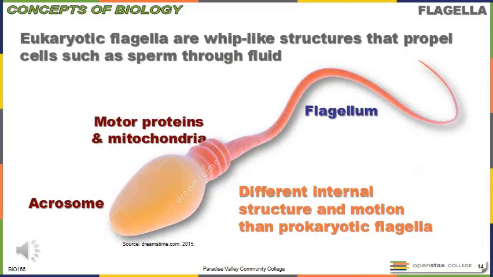This is showing you what the flagella on a eukaryotic cell would look like. This one happens to be on a sperm. It propels it through fluid. It does that whip-like motion just like it does on the prokaryotic body plan. They're both called the same thing. They're both flagellum.